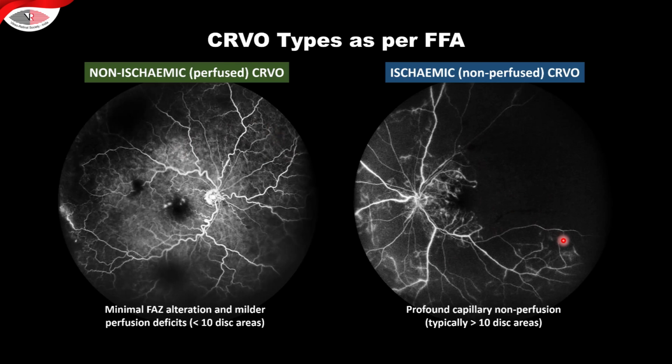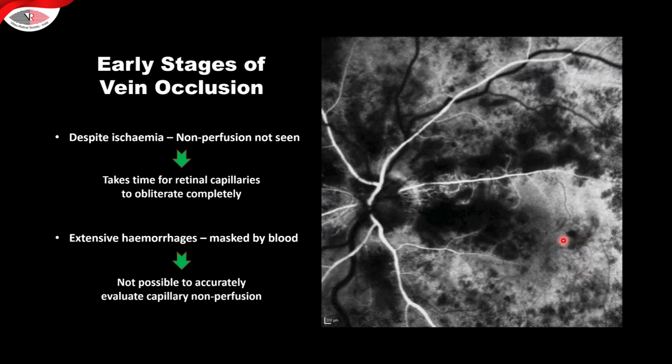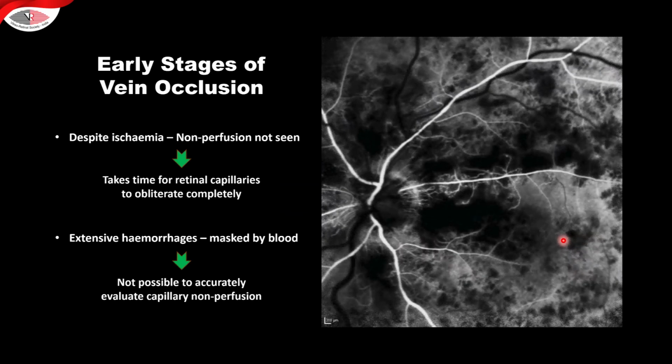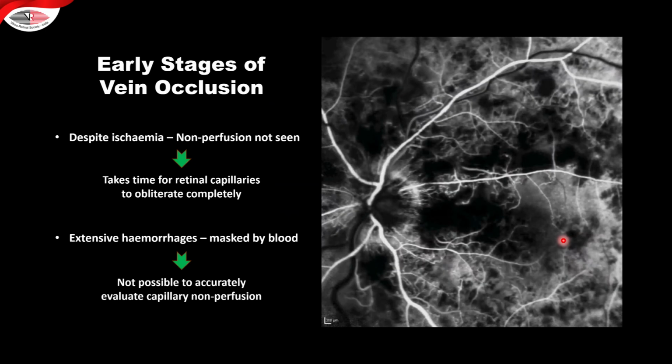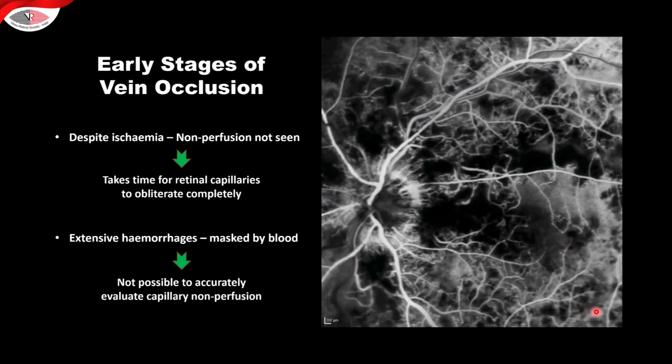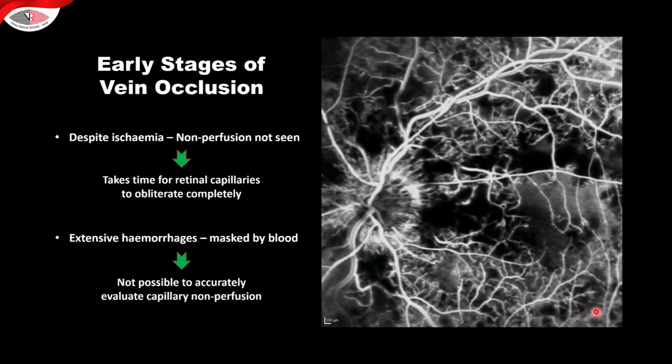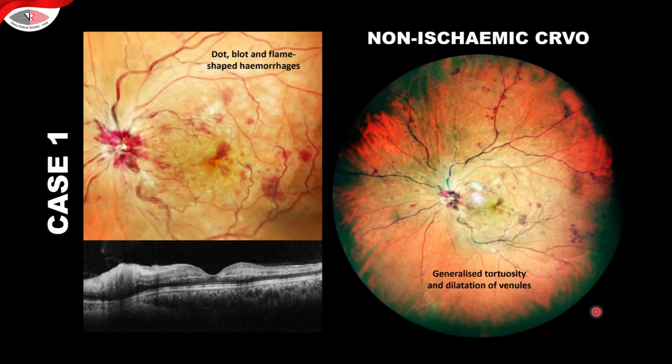Of course, clinically, you also label them ischemic, non-ischemic on the basis of the presenting visual acuities and a lot of other factors which are there. Early stages of vein occlusion have a lot of hemorrhages which are scattered, and the angiography is of not much use because most of the fundus has got a masking because of the hemorrhages, and you may not get information about capillary non-perfusion, which is what you're looking for in these cases.